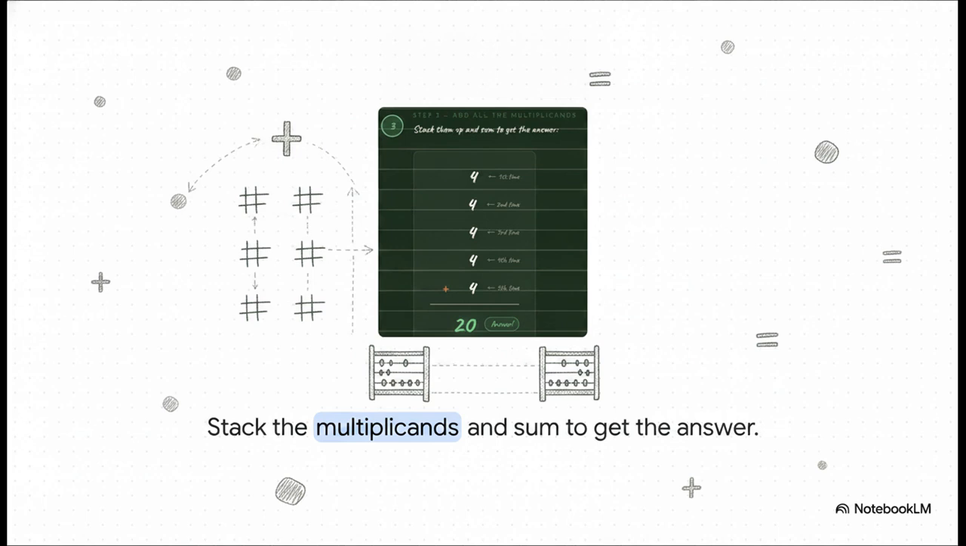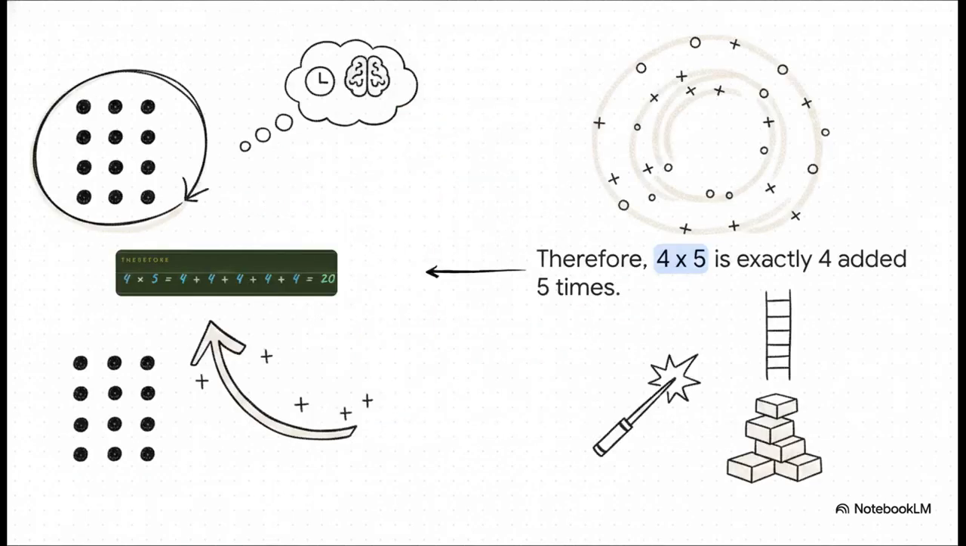Look at how this actually plays out visually. We simply take our multiplicand, the number 4, and write it out exactly 5 times, guided by our multiplier. Once they're neatly stacked up, we just do some basic addition down the line. 4 plus 4 is 8, plus 4 is 12, plus 4 is 16, plus 4 gives us our final answer of 20.